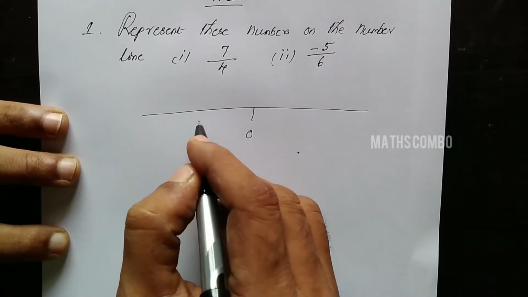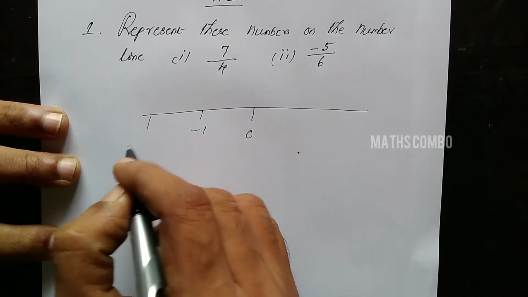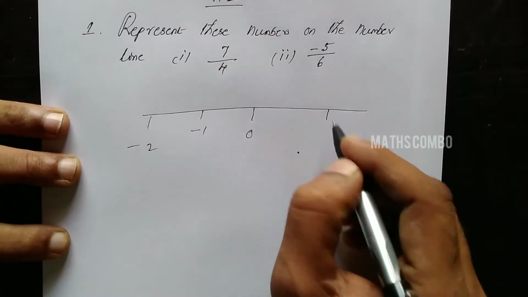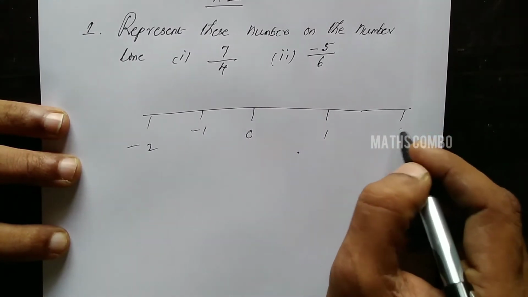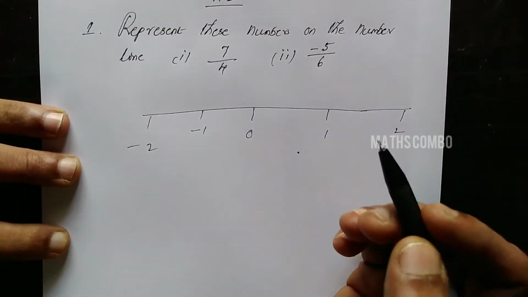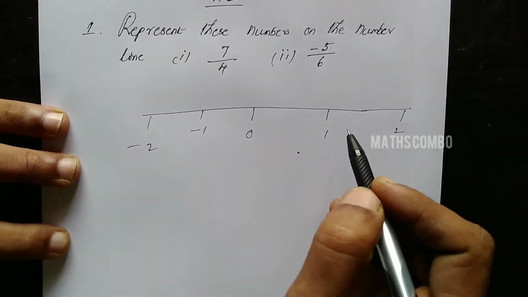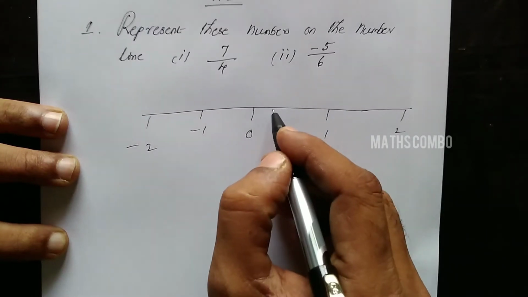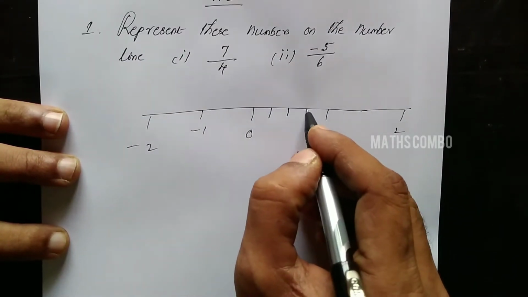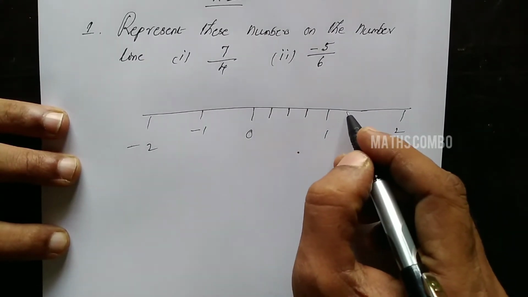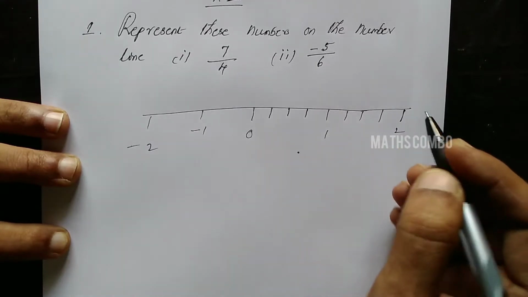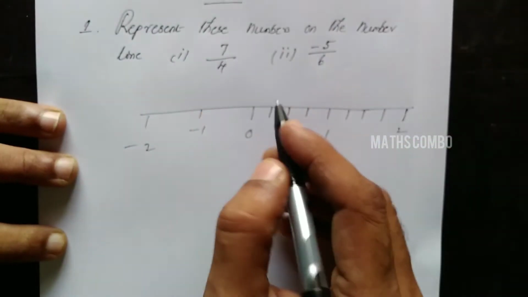So we know the left side is minus 1, minus 2. On the right side it will go 1, 2 like this. Okay, so now they are asking 7 by 4. This is a plus symbol, so we'll go on this side. 1, 2, 3, 4, 5, 6, 7. It is 8. So we will just divide it.